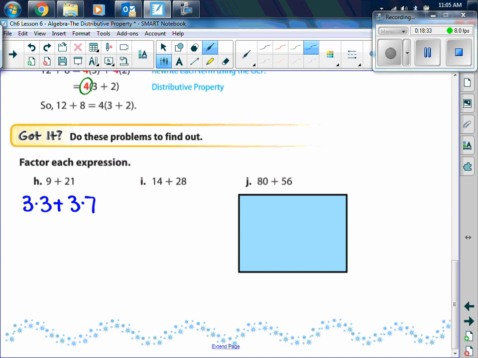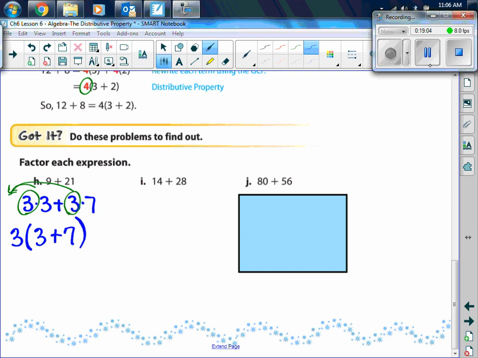And now we will do the reverse of the distributive property, which is factoring out. So here, the 3's will come out, and we're going to only write that one time on the outside of the parentheses. Okay? So, the 3 comes out, and the rest stays in the parentheses. So we have 3 times 3 plus 7. And make your final answer.